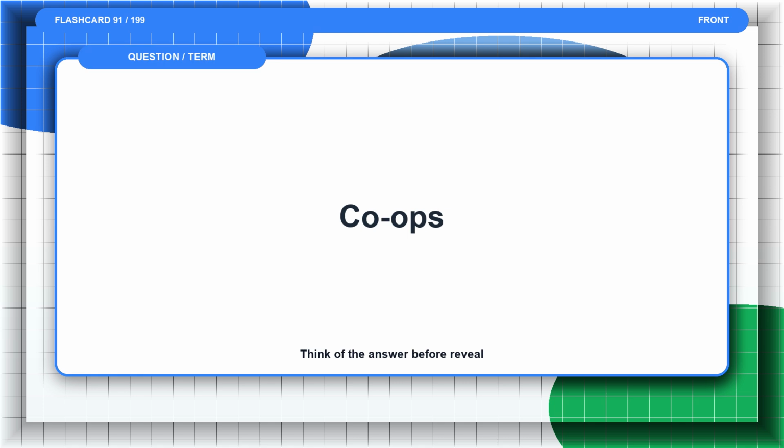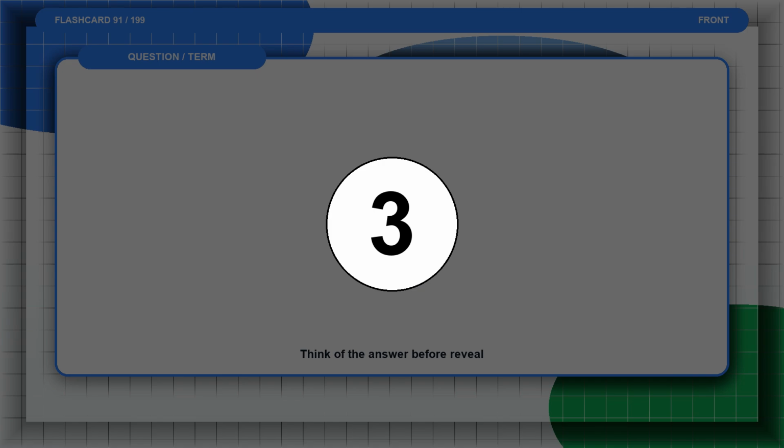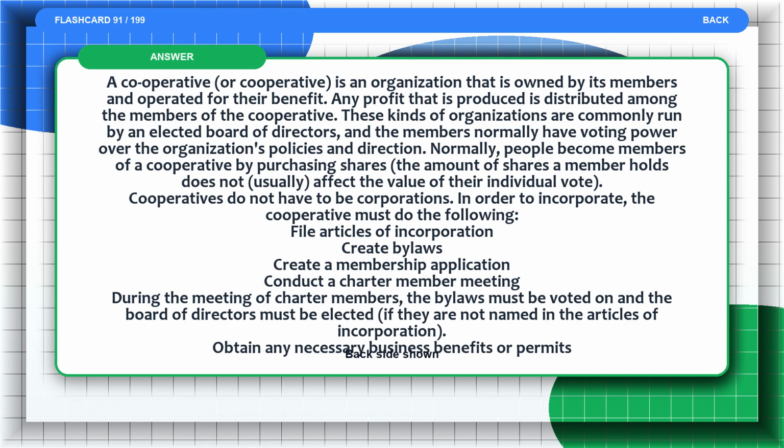Flashcard 91. Co-ops. Pause and think of the answer before the reveal. The answer is, a cooperative is an organization that is owned by its members and operated for their benefit. Any profit that is produced is distributed among the members of the cooperative. These kinds of organizations are commonly run by an elected board of directors, and the members normally have voting power over the organization's policies and direction. Normally, people become members of a cooperative by purchasing shares. The amount of shares a member holds does not usually affect the value of their individual vote. Cooperatives do not have to be corporations.